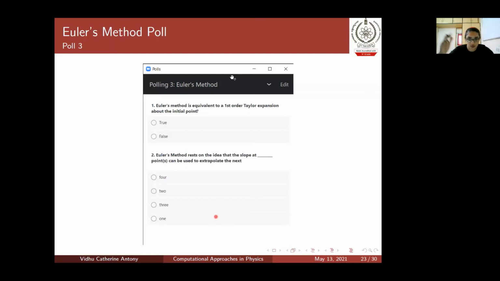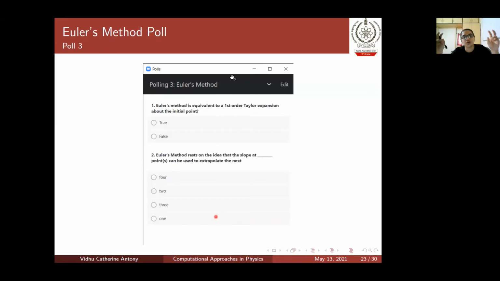I will share the results with you. Let's look at this. Euler's method is equivalent to a first order Taylor's expansion. The majority of you answered true. I'm happy with that. Two of you answered false. You weren't listening, because this was mentioned in the slide in bold. So you have to pay attention. That's a key to doing well in your polling results. This was mentioned in bold on one of the slides: Euler's method is equivalent to a first order Taylor's expansion.